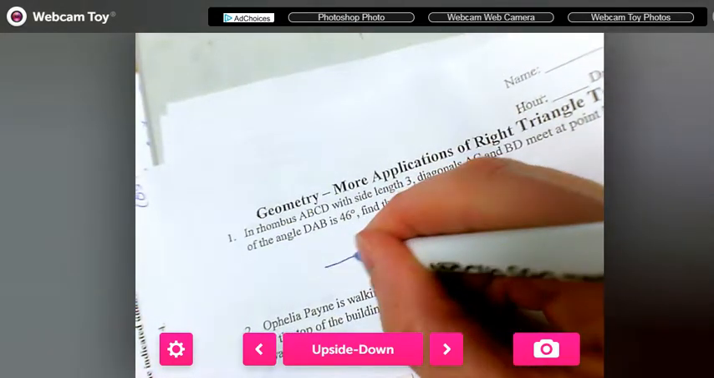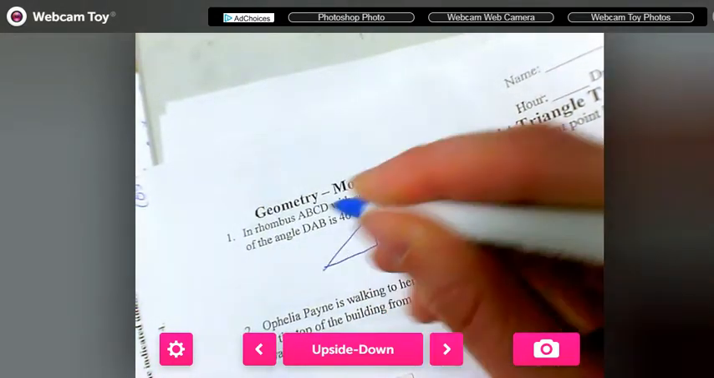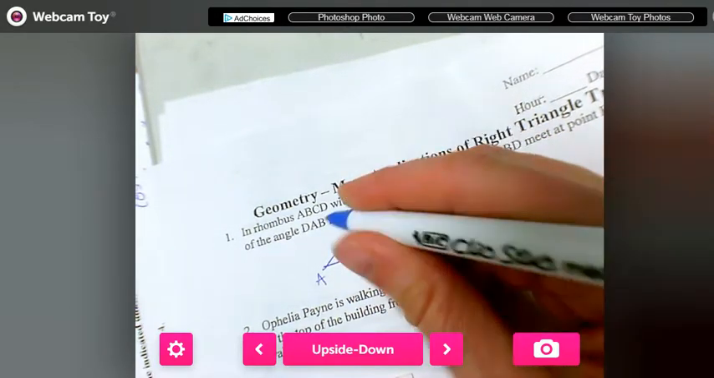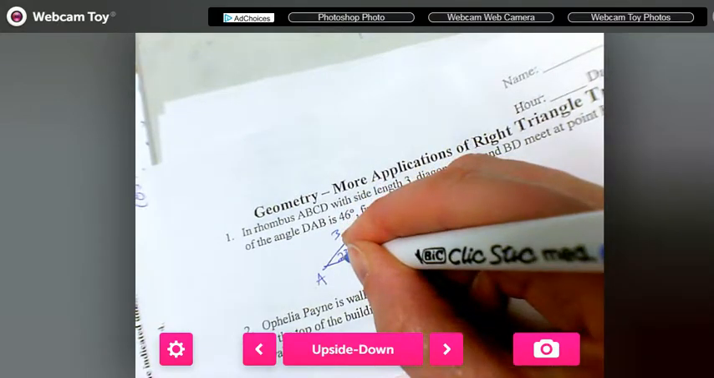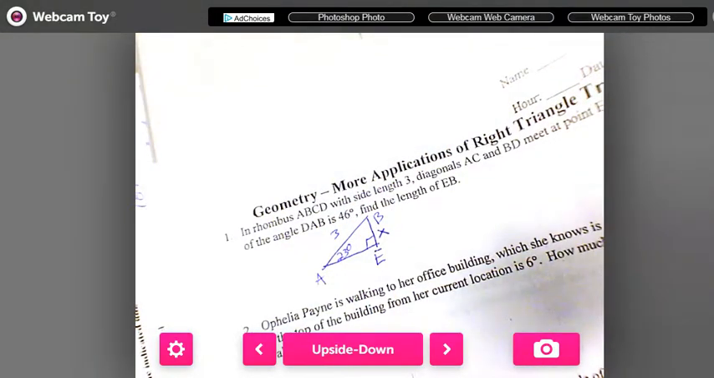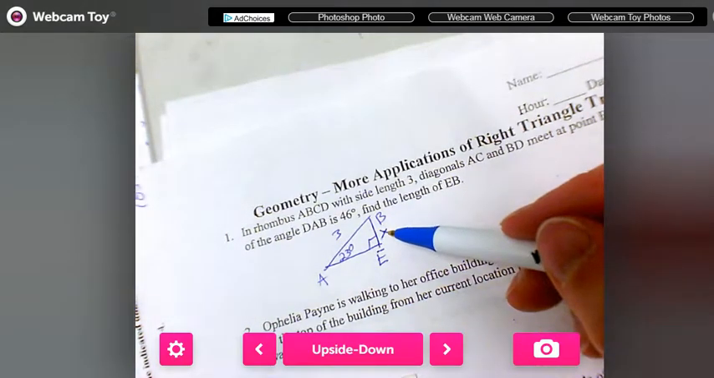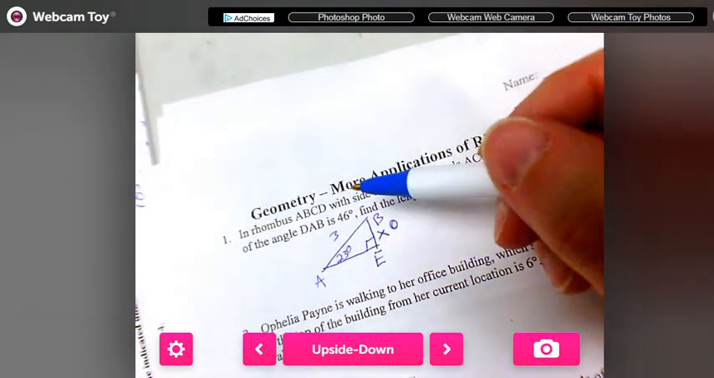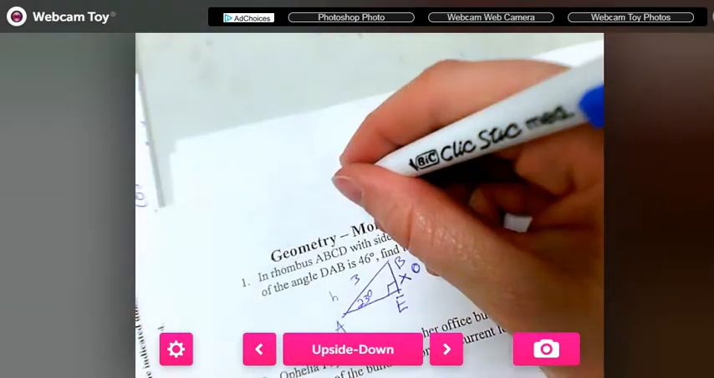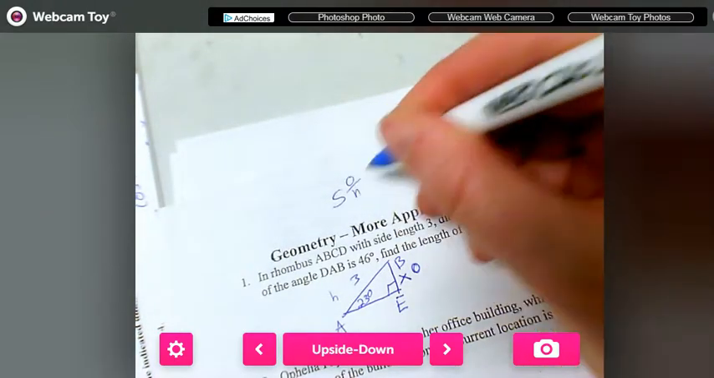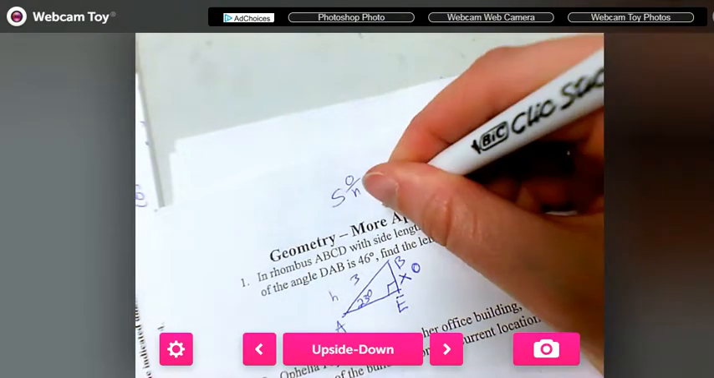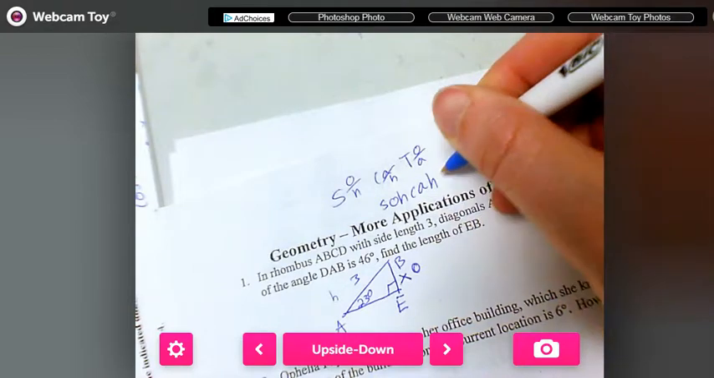Okay, so here's my right triangle AEB. I'm looking for X. This is 3. This is 23 degrees. Okay. So now, is X the opposite, adjacent, or hypotenuse of this triangle? Opposite. What's 3? Hypotenuse. So which one am I going to use? If I've got SOH CAH TOA, I'm going to use sine.